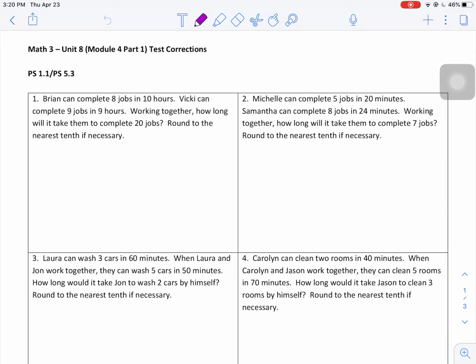Math 3, Unit 8, Module 4, Part 1, Test Corrections. I'm going to do one of each type of problem and then leave you to do the other type of practice problem so that you can get ready for the Unit 8 retest if you are hoping to take that.